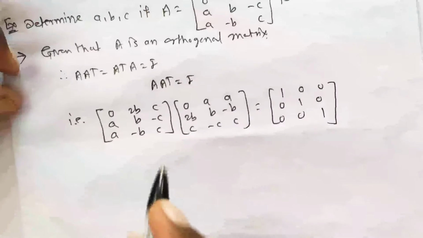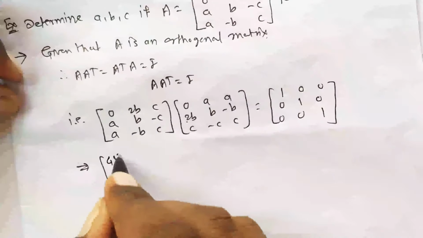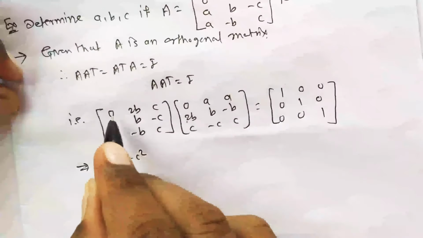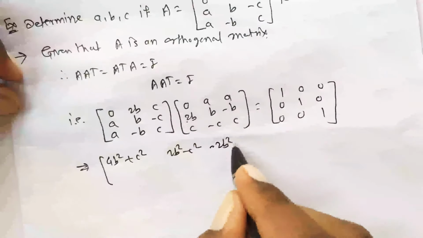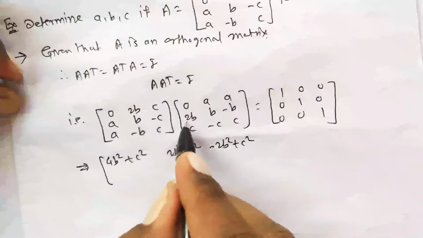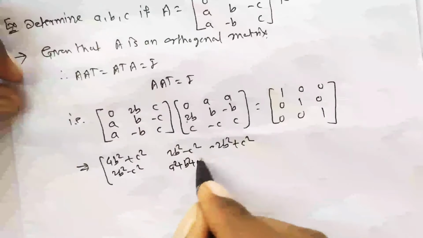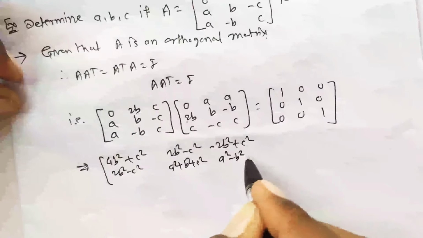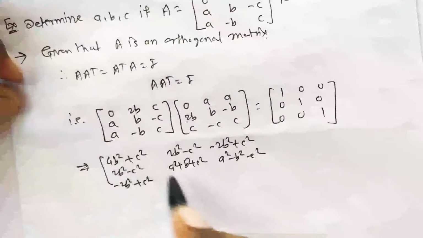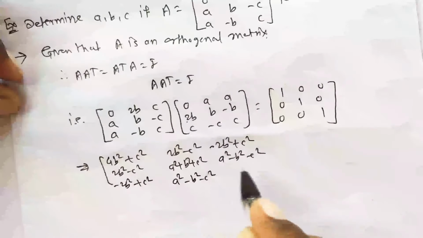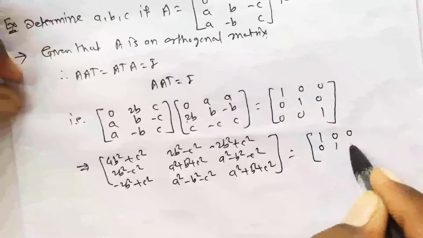Now if we multiply these two matrices and equate with the RHS, then we will get here 0 into 0 is 0 plus 2b into 2b, that is 4b square, plus c into c is c square, then 0 plus 2b square minus c square, then 0 minus 2b square plus c square, then 0 plus 2b square minus c square, then a square plus b square plus c square, then a square minus b square minus c square, then 0 minus 2b square plus c square, then a square minus b square minus c square, and here a square plus b square plus c square, equal to 1 0 0, 0 1 0, 0 0 1.